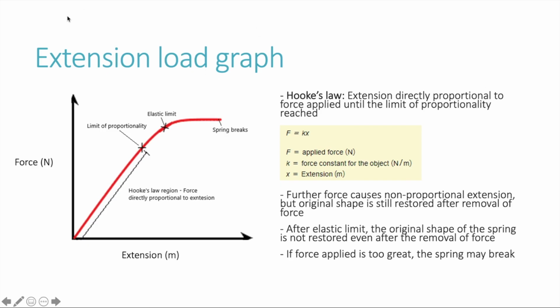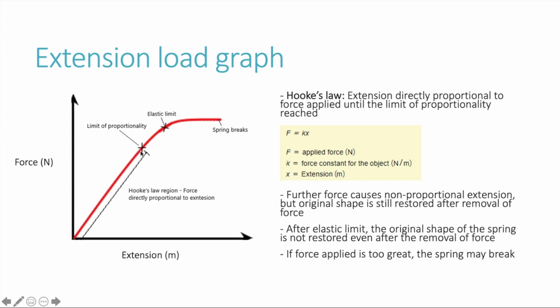So here is a typical representation of what an extension load graph or a force extension graph might look like. You've got the force on the y-axis and the extension on the x-axis. So Hooke's law suggests that the extension is directly proportional to the force applied until the limit of proportionality is reached. So every spring pretty much behaves this way. For a good part of its behavior, you have the force being completely proportional to the extension of the spring, up until a certain point when that proportionality starts to fail, right?